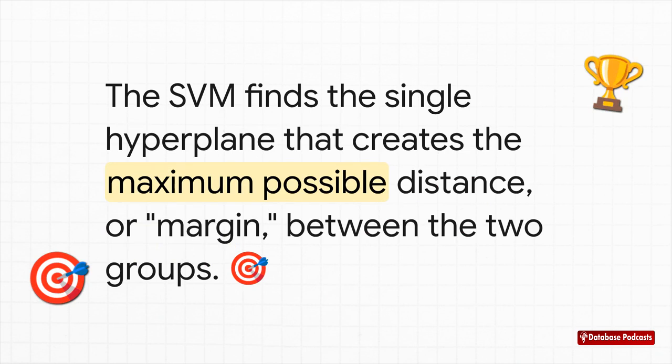And this is where the genius of the SVM comes in. It's not satisfied with just any line that gets the job done. It's specifically designed to find the one single line that is as far away as it can possibly be from the closest data point in each group. It's trying to create the widest possible cushion, or what we call the margin, between the two sides.